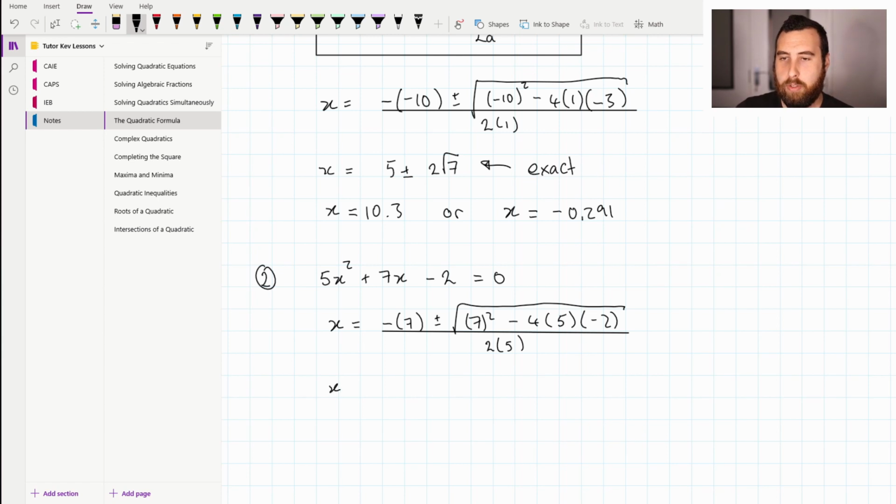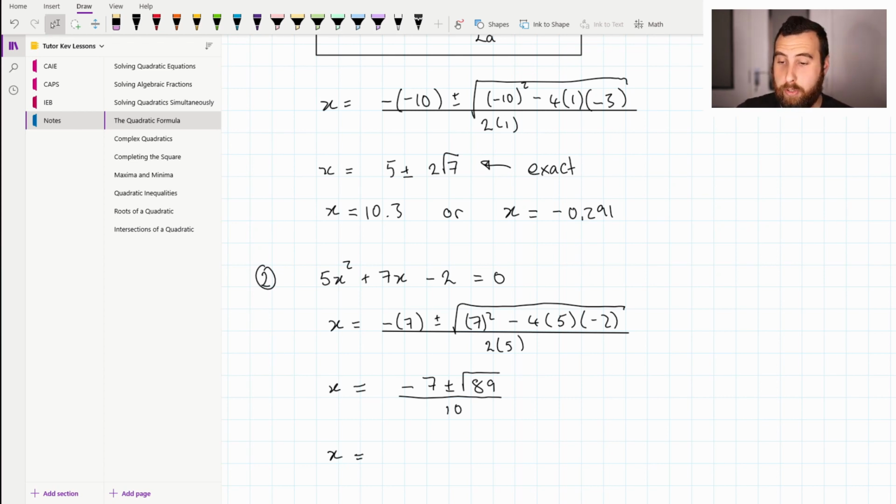Right, and then we solve using our calculators. And once you've got it in your calculator, all we need to do is write down the exact answer first. So we get minus 7 plus minus the square root of 89, all over 10. And from here we can then write down the rounded off values that you would be expected to write down in your exam or test questions.